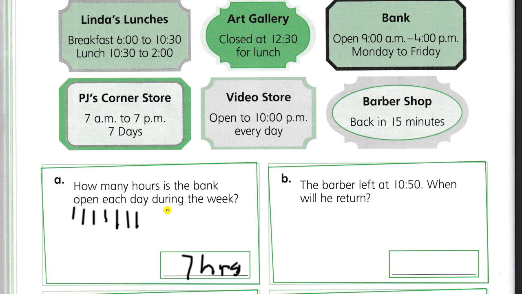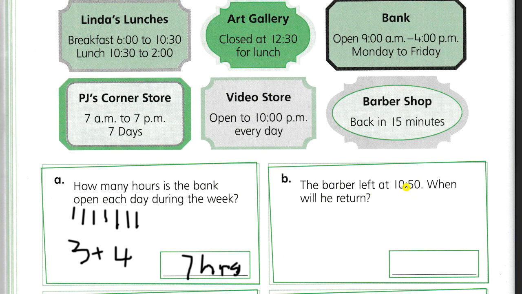So 7 hours. You could also look at it from 9 AM till 12. So you've got 12 minus 9 is 3. So you've got 3 hours there. And then you've got 12 to 4 is 4 hours in the afternoon. So then you've got 3 plus 4 equals 7. So that's the other way of doing it too.